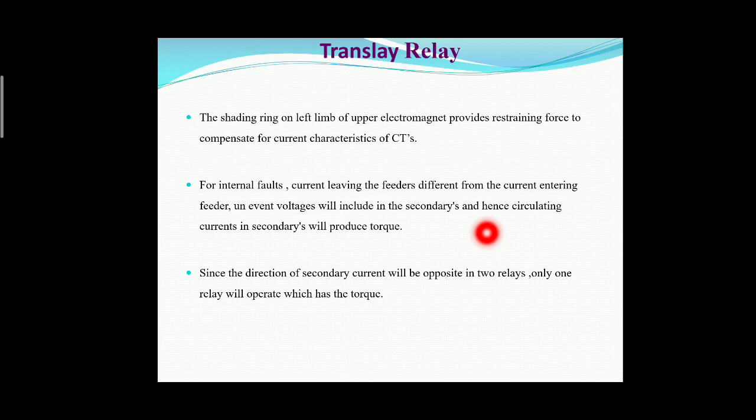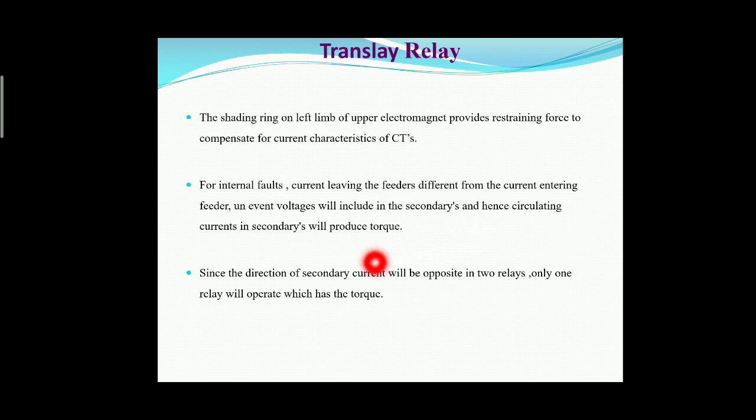If any internal fault occurs, the entering current will not be equal to the leaving current. There is some difference between I1 and I2. When taking the algebraic sum of the I1 and I2 currents, some current will be obtained. Due to that current, some torque will be produced, and due to that torque, some EMF will be induced in the secondary coil. Then the tripping circuit may be closed, and it gives the indication.